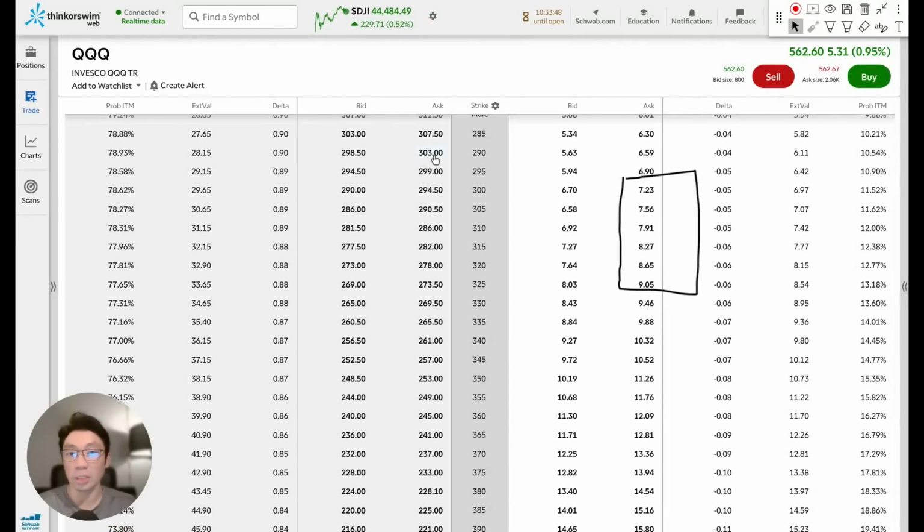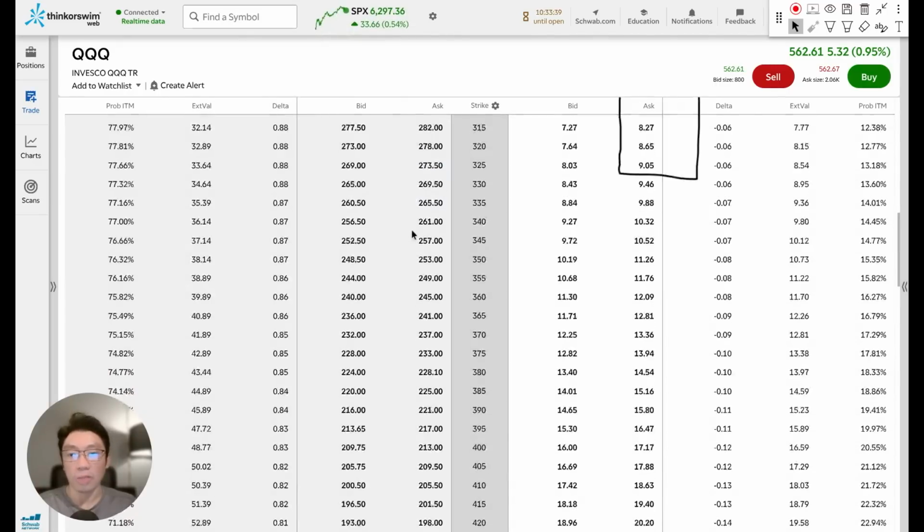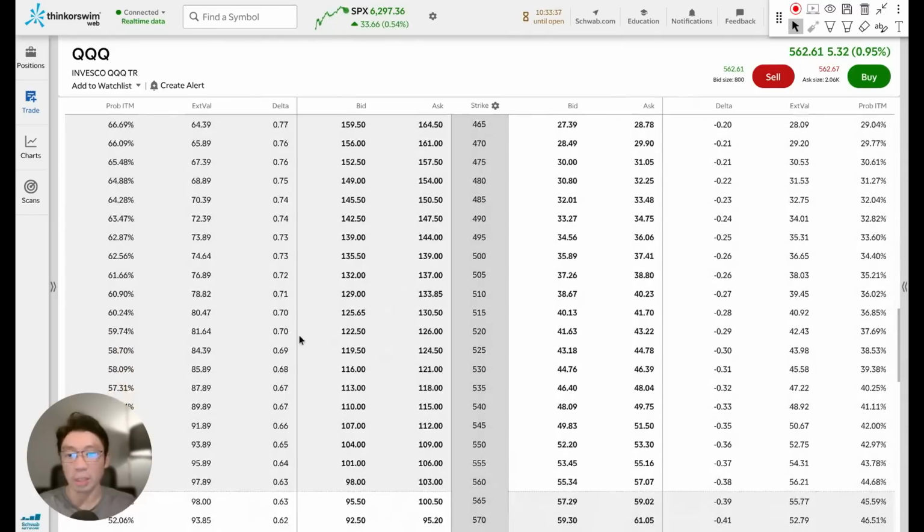As you can see over here, this is $303 on the ask, which just means it's about $30,000 per option contract. Now on the other end, for the 70 delta one, you can see it's about $130. That's about $13,000. So that's still quite expensive, right? Especially if your account size is less than $10,000.